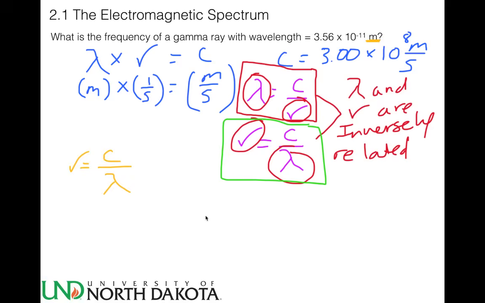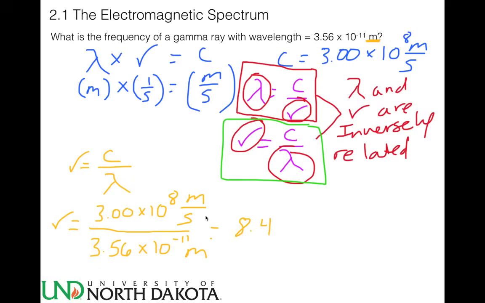So we can plug in our constant, the speed of light, which is 3.00 times 10 to the 8th meters per second. And then we can plug in the wavelength that was given to us, 3.56 times 10 to the negative 11 meters. And we just have to divide the two. And once we divide them, we get the answer 8.43 times 10 to the 18th. And the units are inverse seconds, or you could say the units as hertz.